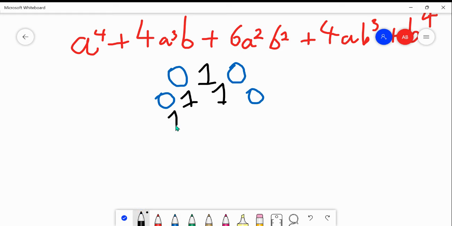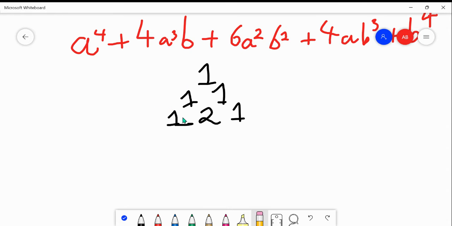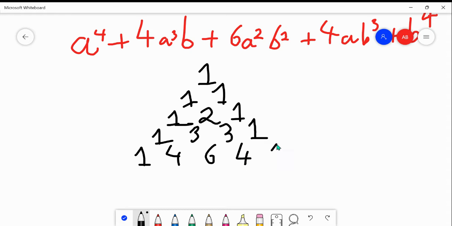At this point, I'm going to stop adding zeros. So 1, then below these two, 1 plus 1 is 2, 1. I'm just going to erase the zeros now. I think we all understand there are zeros there. So now 1 plus that imaginary 0 gives me 1. 1 plus 2 is 3. 2 plus 1 is 3. That is 1. And now again we do it again. 1, 4, because 1 plus 3 is 4. 3 plus 3 is 6. 3 plus 1 is 4. And that's 1. The coefficients are matching.